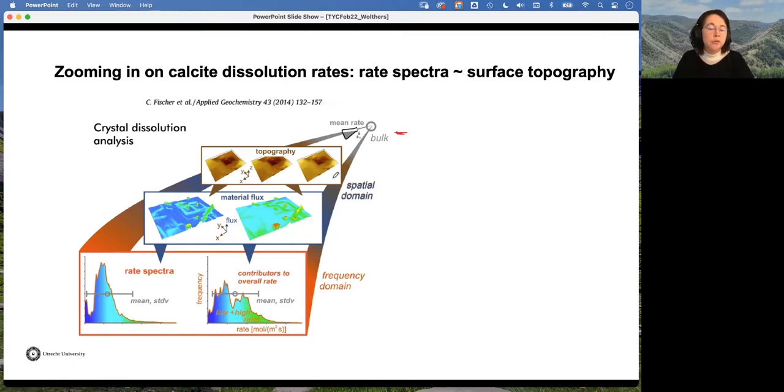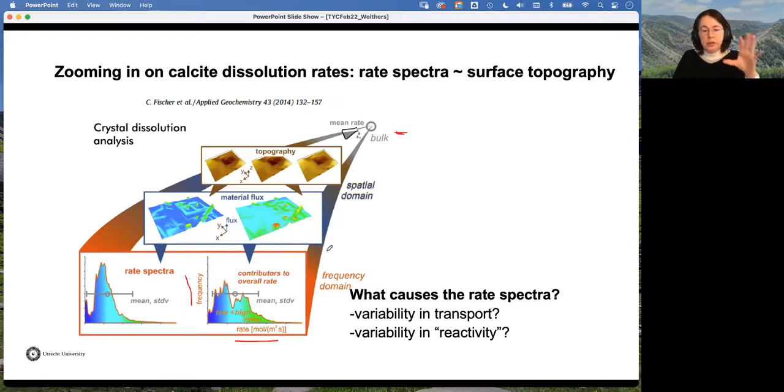But we also tend to look at this in the micrometer domain, for example, in this case with vertical scanning interferometry, where you can observe the topography of the crystal surface on the micrometer scale, and you can determine the material flux away from the surface, because you can see how much material disappears from the surface, and you can then map out how these fluxes vary with the topography. And if you then plot this in a rate spectrum, so this is the dissolution rate on the x-axis, and on the y-axis is the frequency, how often do specific rates occur at a surface, you can see that there are rate spectra that characterize different parts of a crystal surface, where sometimes you see a clear optimum and sometimes broader, bimodal, or more dissolution rates occurring in the frequency domain.